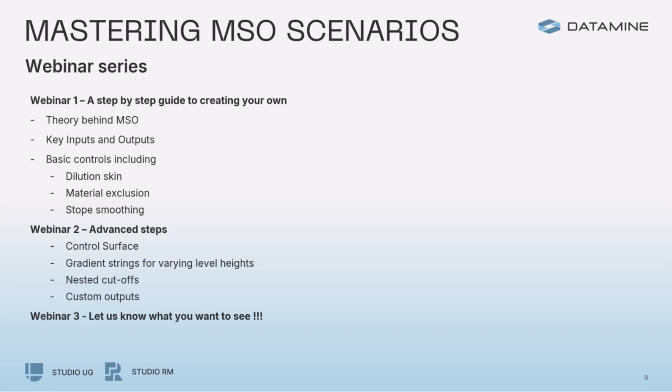And today what we've covered is control surfaces, gradient strings for varying level heights. Obviously, you can vary the gradient as well. And nested cutoffs and some custom output in terms of attributes.